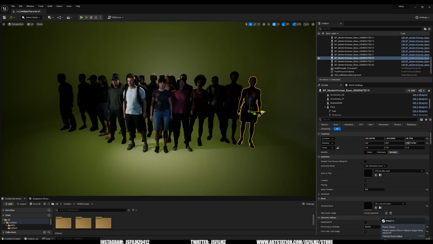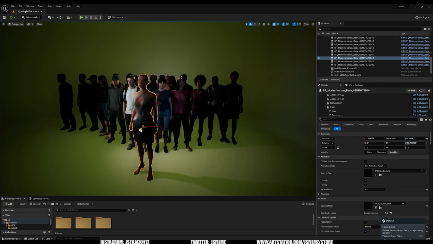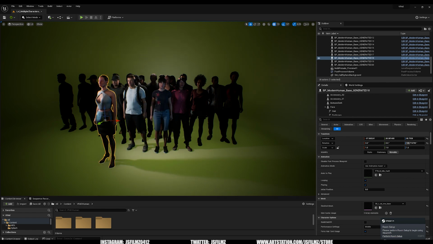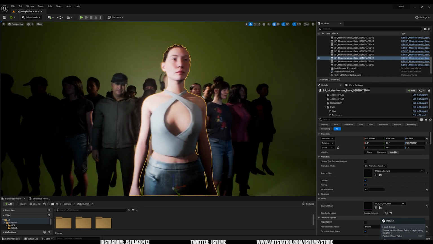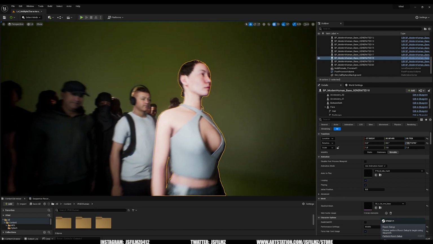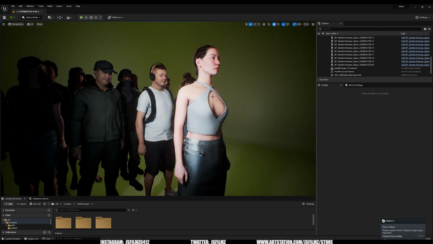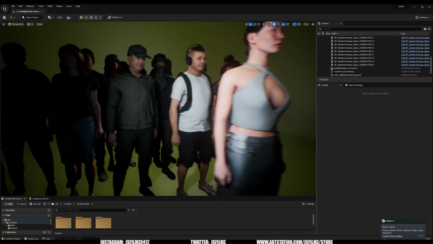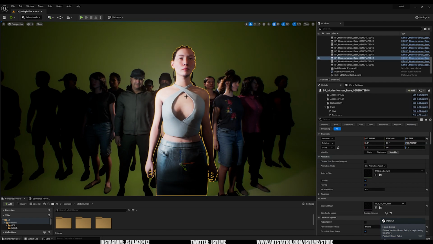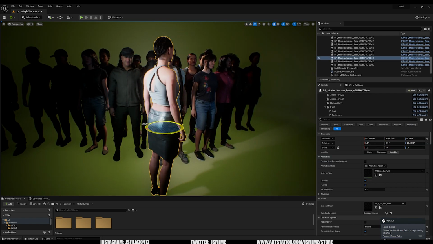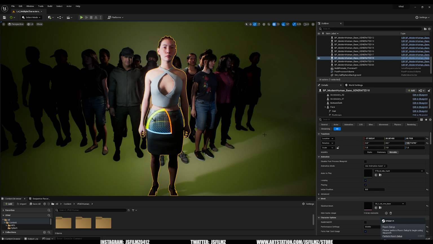To give you a perspective of what I'm talking about, I'm going to pull this girl right here. This is really hard to do with the traditional metahumans because the metahumans have built-in bra and underwear. So something like this would have been really hard to pull off. So this is really freaking cool.